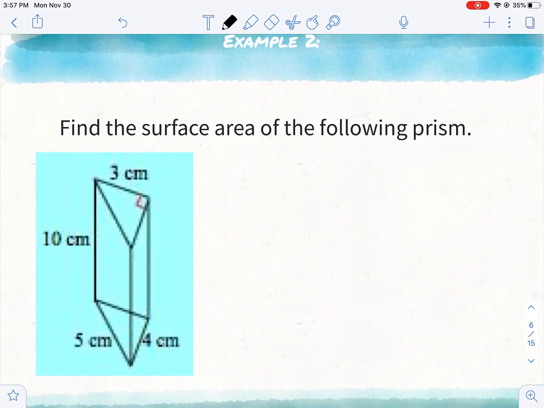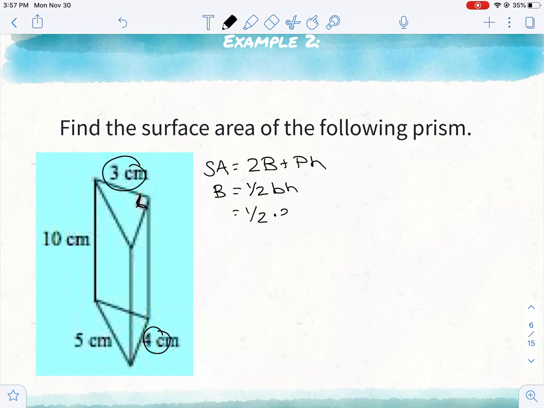We'll do another example. This time my base is a triangle. I've got a right angle here, so I know my base and the height of the triangle are 3 and 4. My surface area is still 2 times the base plus perimeter of the base times the height. My base is 1/2 base of the triangle times height of the triangle. So I have 1/2 times 3 times 4. 1/2 of 4 is just 2. 3 times 2 is 6.